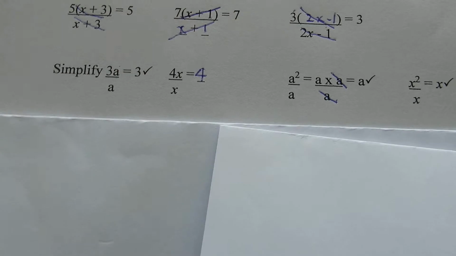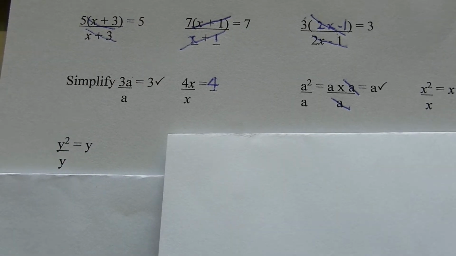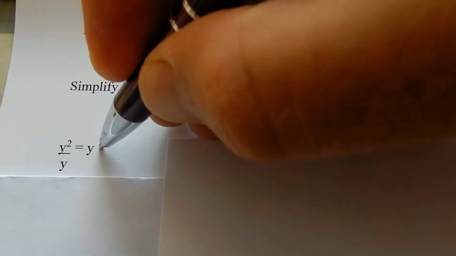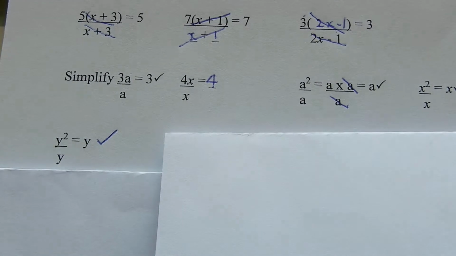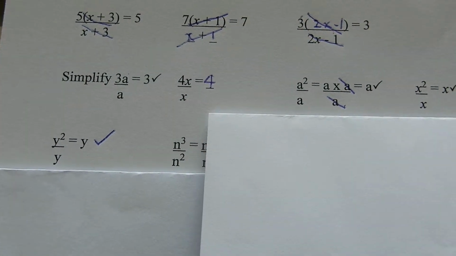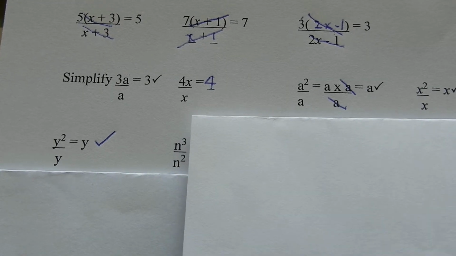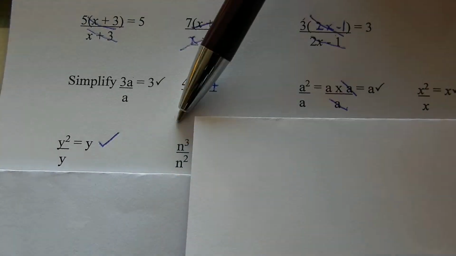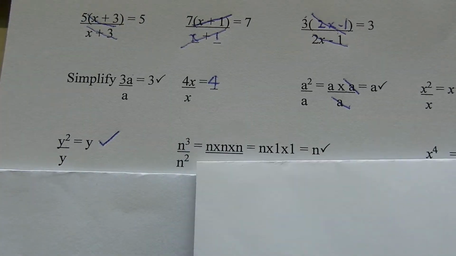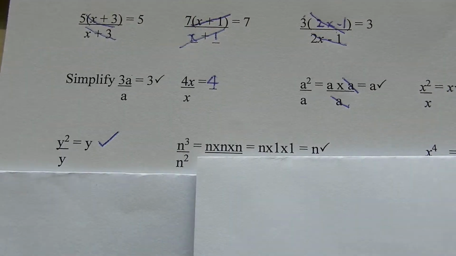Hold on, next layer down. Whoa, concentrate on this one. Y squared divided by Y is Y. Tick. Next one, more complicated. N cubed divided by N squared. Well, N cubed, getting it right, N cubed is N times N times N. There it is. N squared is N times N.